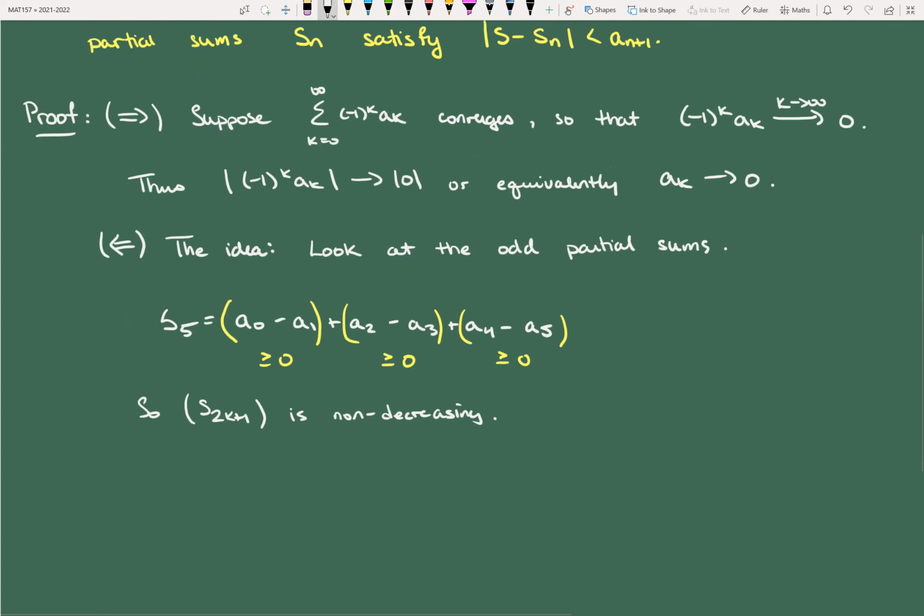Okay, now the other thing that we're going to do is we have to show that it's bounded from above, right? So this thing is non-decreasing. If we show it's bounded from above, the monotone convergence theorem will give us the answer.